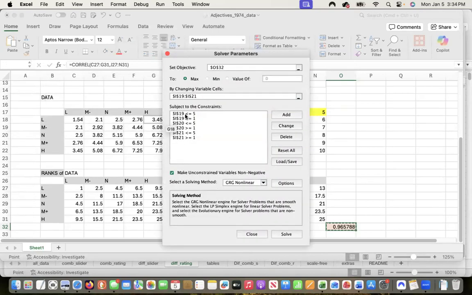Okay, so 19, they're less than 5 and greater than 1. 20, less than 5, greater than 1. 21, less than 5 and greater than 1.